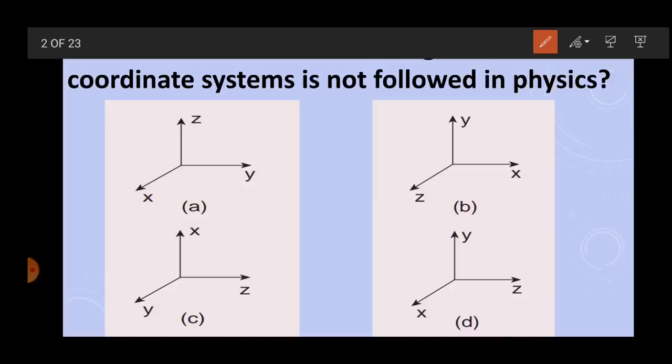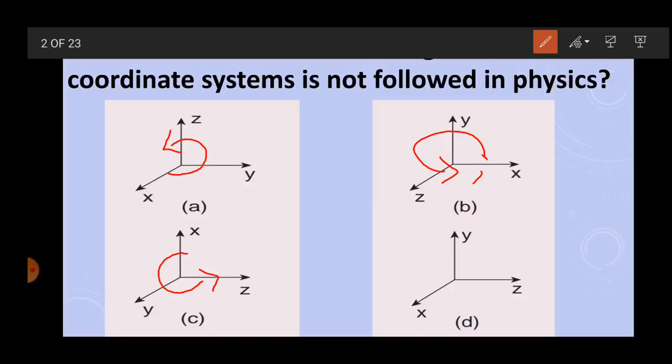Option A: x, y and z. This is anti-clockwise direction. So this is a Cartesian coordinate system. And option B: x, y and z. This is also anti-clockwise direction. And third option C: x, y and z. This is also anti-clockwise direction. The first options A, B and C are all anti-clockwise direction. So this is a Cartesian coordinate system in physics.